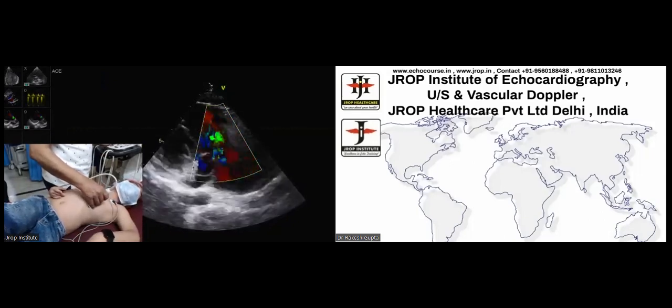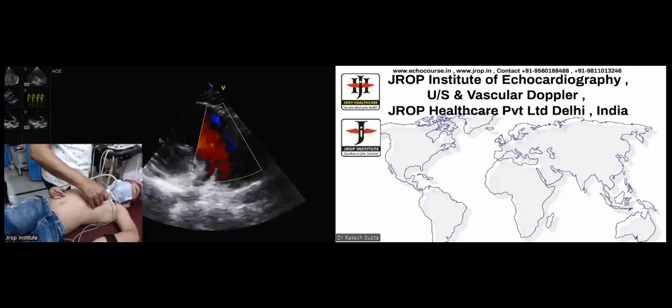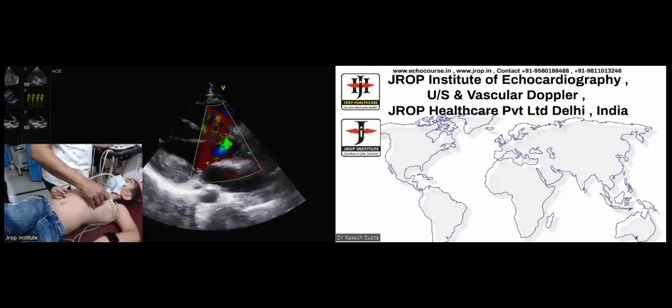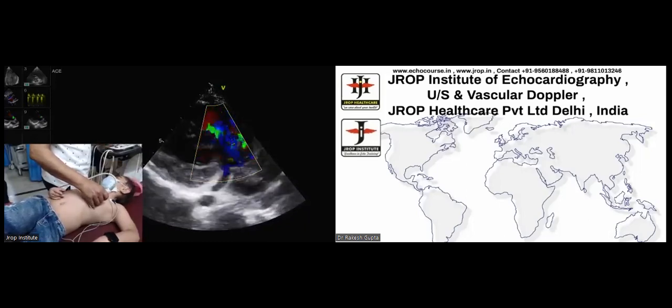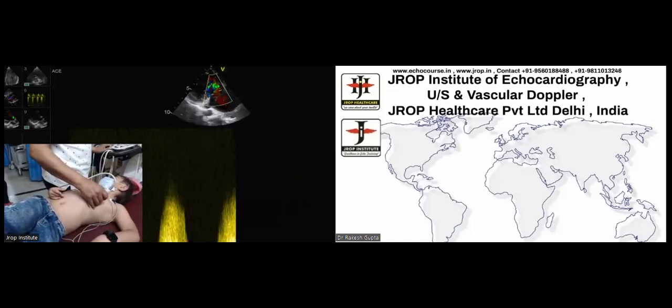Just wait, I'm going to organize my probe parallel. You know, the child has to be comfortable, the child's parents have to be comfortable, and you should be comfortable.